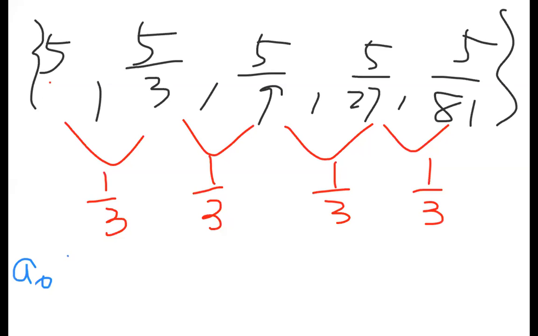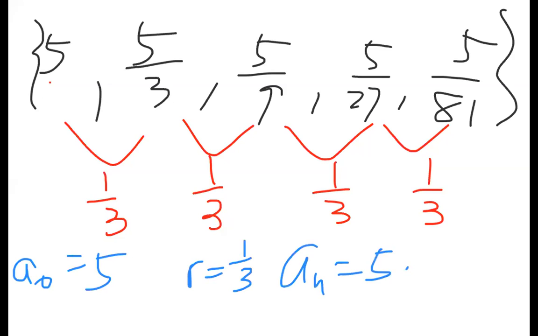You have the starting term 5. The common ratio is 1/3. Then the general term an is 5 times 1 over 3 to the nth power, which is 5 over 3 to the n. This is rather easy.